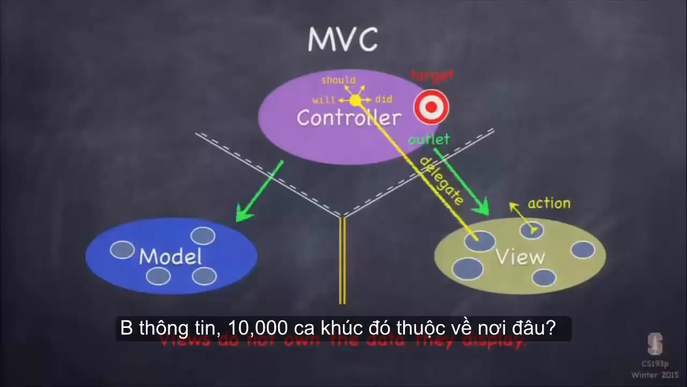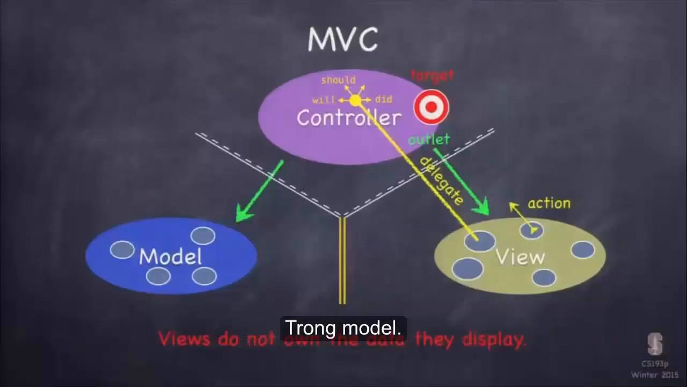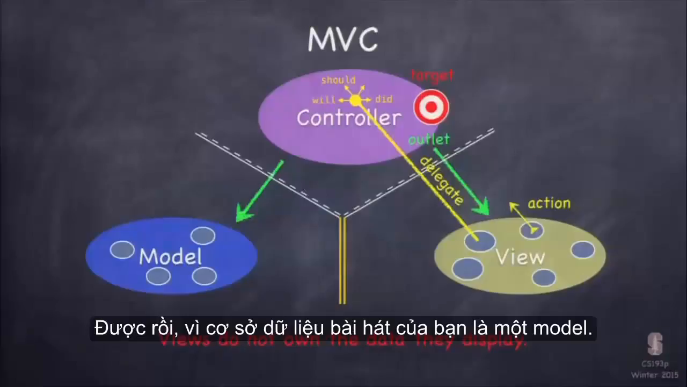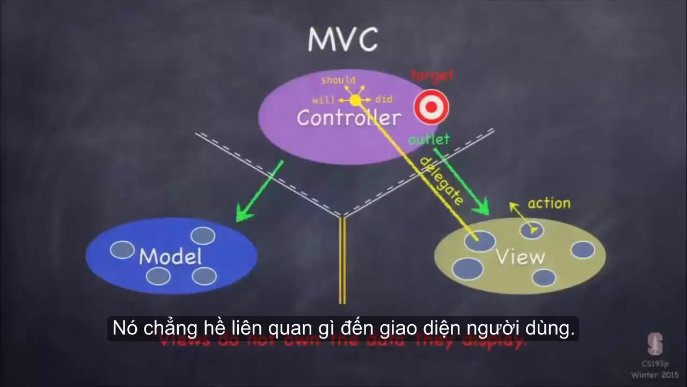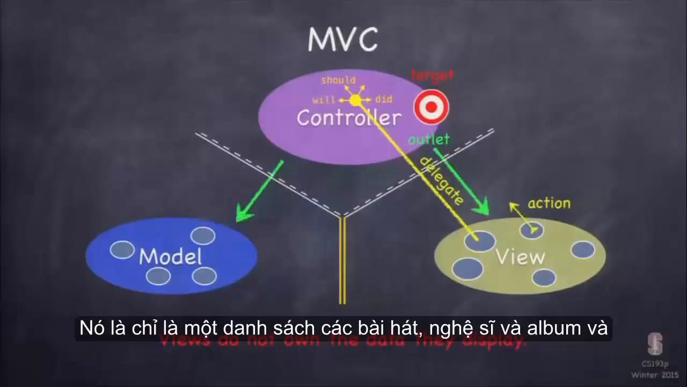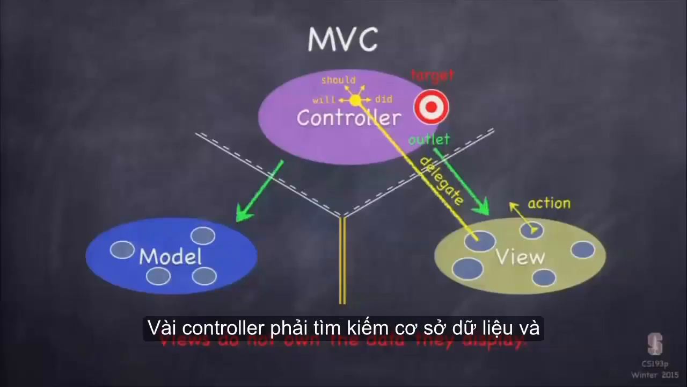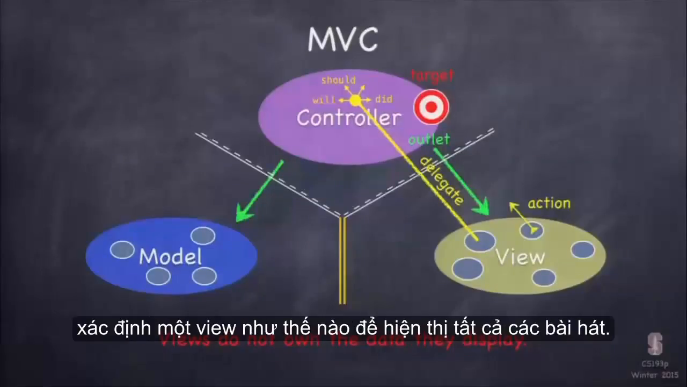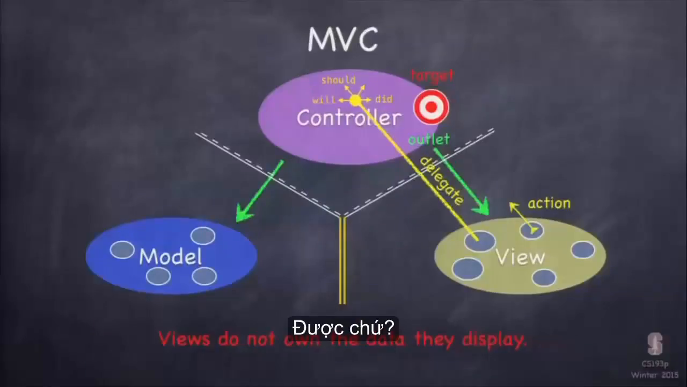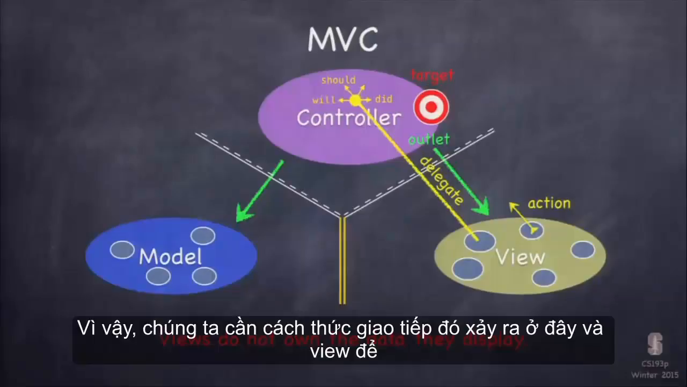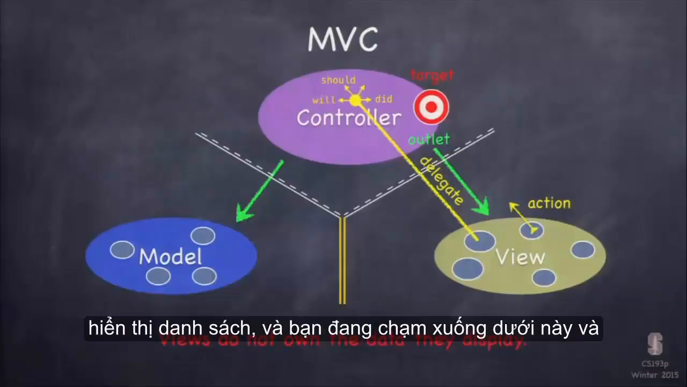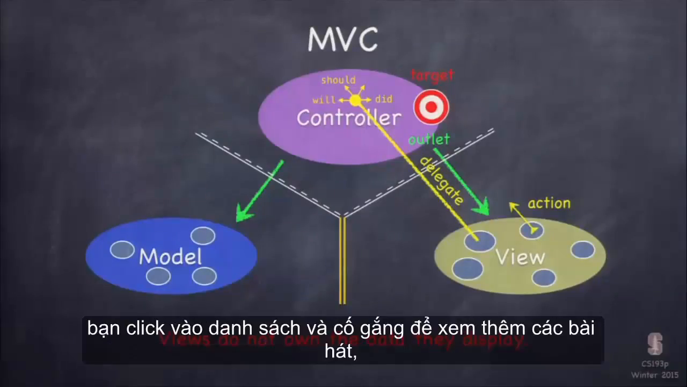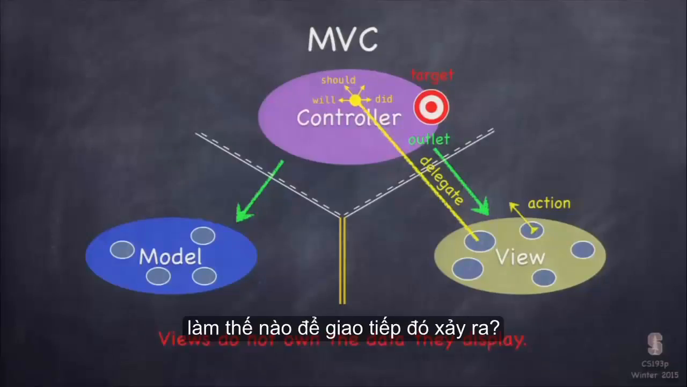A, that would be inefficient, and B, that information, those 10,000 songs, belongs where? In the model, okay? Because your song database is a model. It has nothing to do with UI. It's just a list of songs and artists and albums and all that. It's in the model. Some controller has to look at that database and tell a view how to display all those songs. So we need that communication to happen here, and the view is displaying some sort of list, and you're touching down and flicking on the list and trying to see more songs. How does that communication happen?